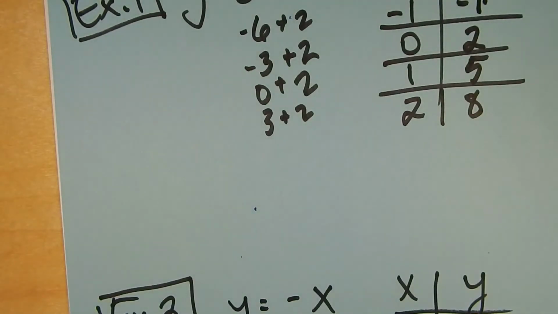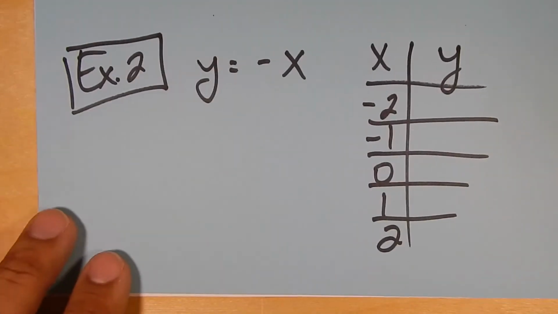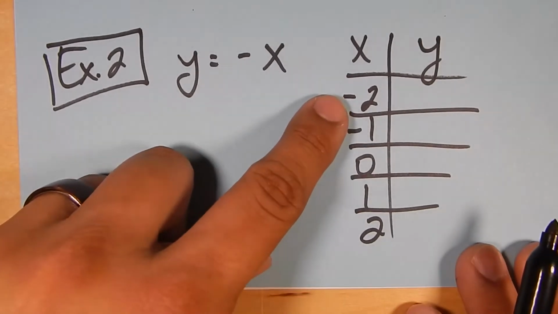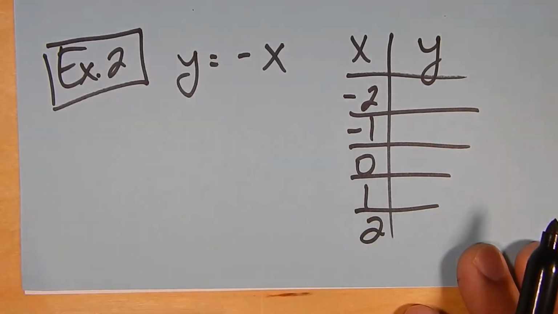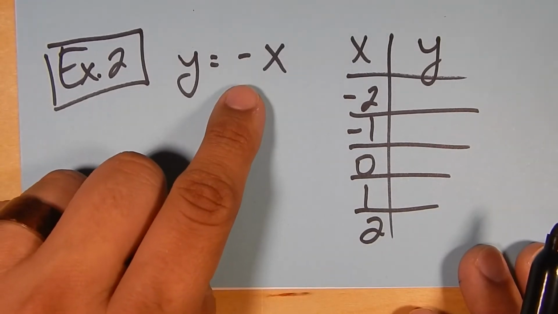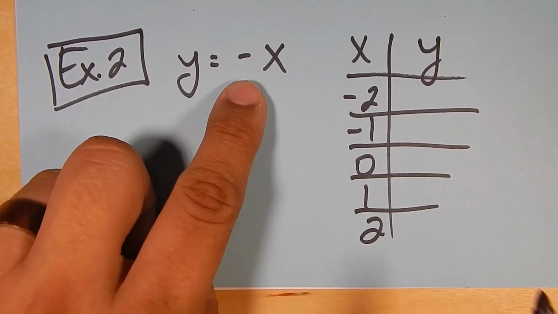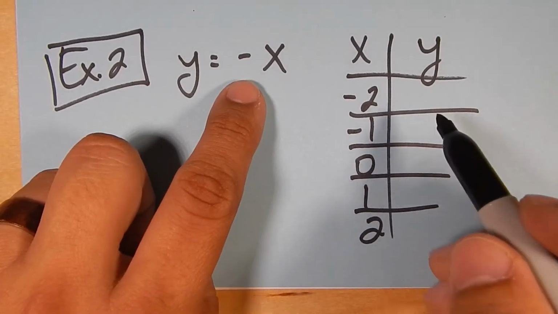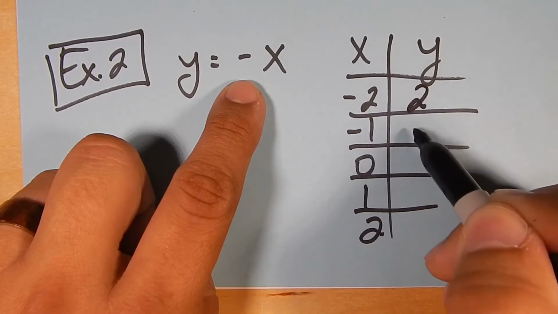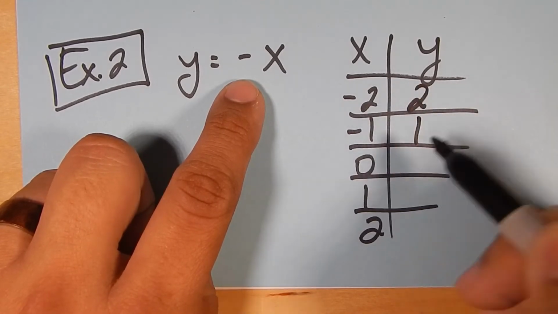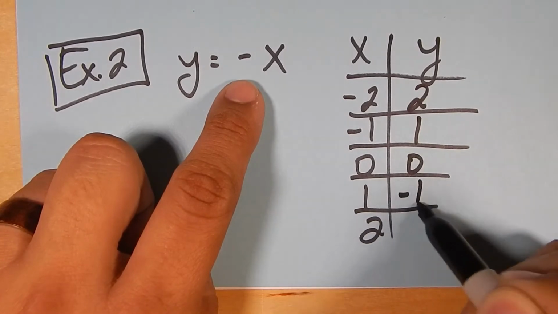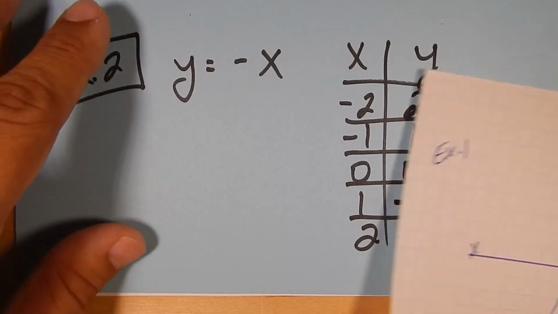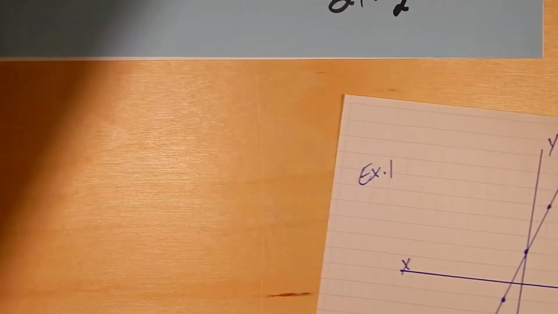Okay, let's take a look at the next one. So we've got y equals -x. Again, I picked the points -2, -1, 0, 1, 2. You don't have to pick those. Y equals -x means our y value is going to be the opposite of our x value. So this gives us a +2, a +1, 0 is its own opposite, a -1, and a -2. Now we can go back to our graph and plot some points here.